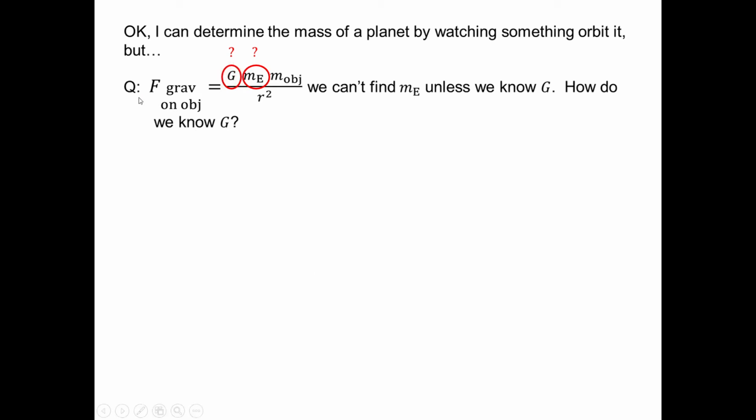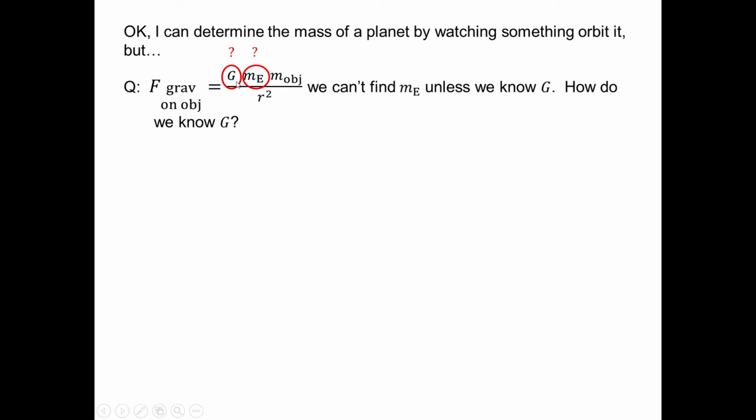Because look, the way we're doing this, ME was an unknown that we were trying to solve for, but how does anyone know what capital G is? Newton couldn't just pull it out of the hat. And so we can't really solve for the mass of the Earth in that procedure we just did unless we know what capital G is.